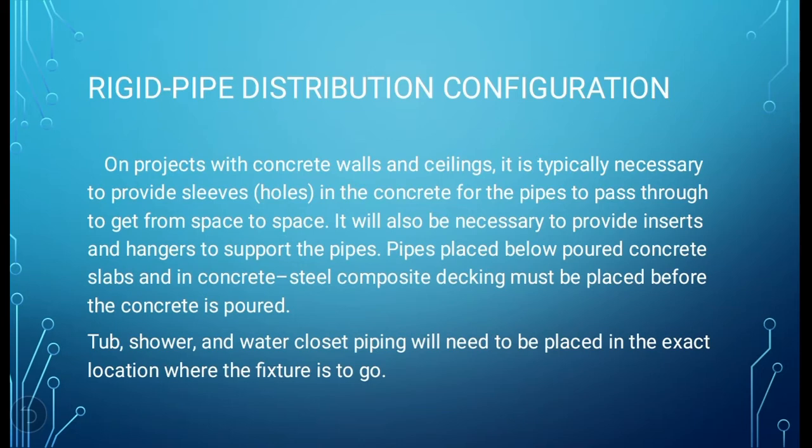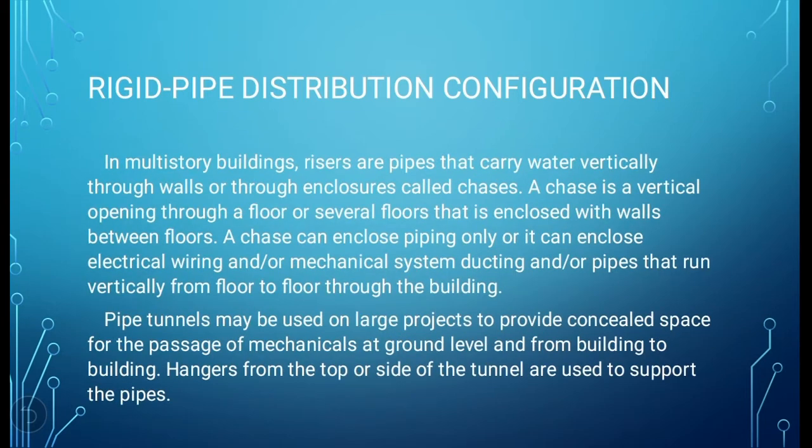So remember this, accurate placement of piping is very crucial. Tub, shower, and water closet piping will need to be placed in the exact location where the fixture is to go. All piping must be carefully located and the system checked for leaks before the concrete is poured, because any relocation or repairs of pipe would be costly. And as engineers, we must avoid such things. Let's always take note of the word economical.